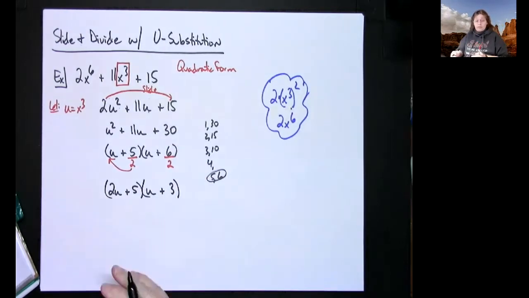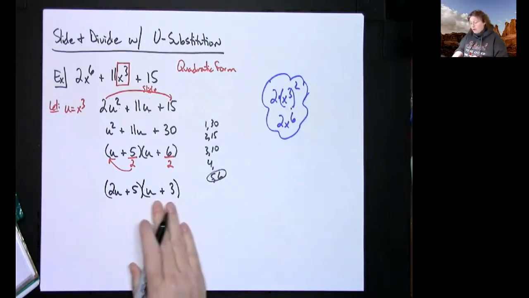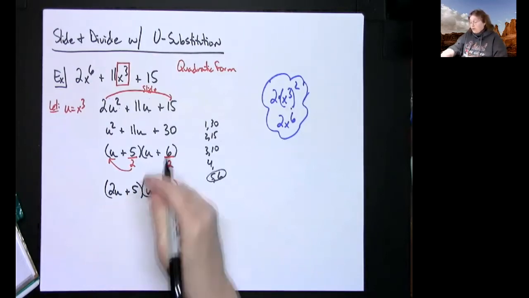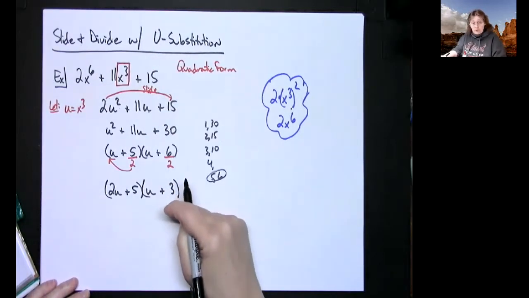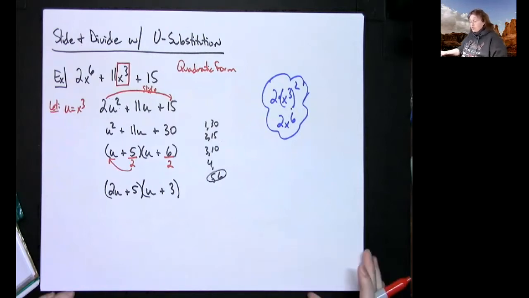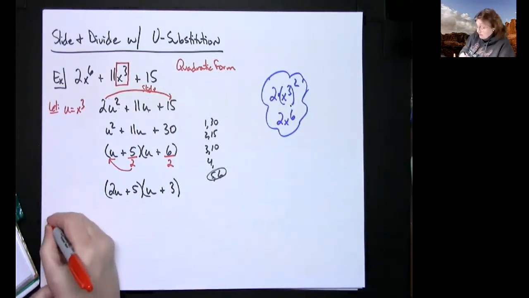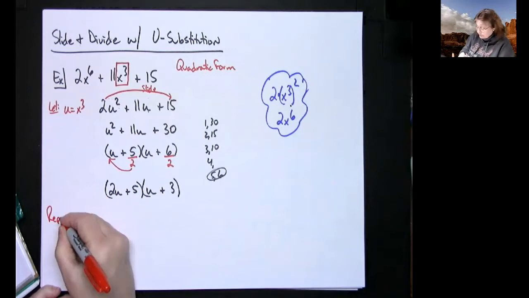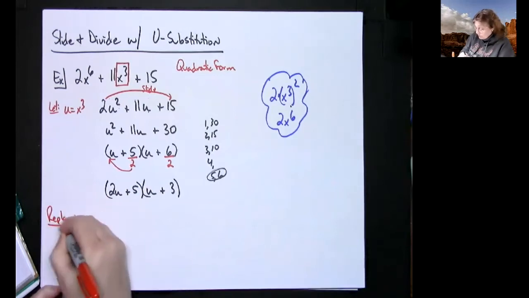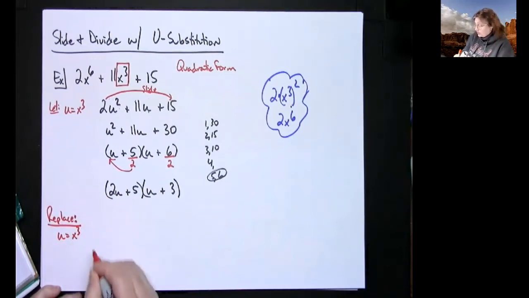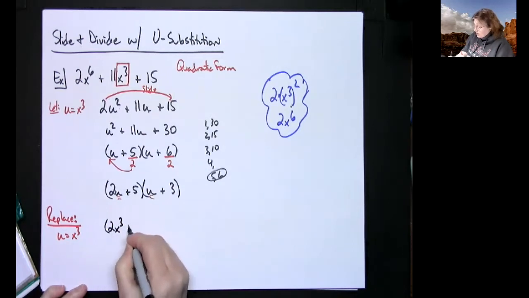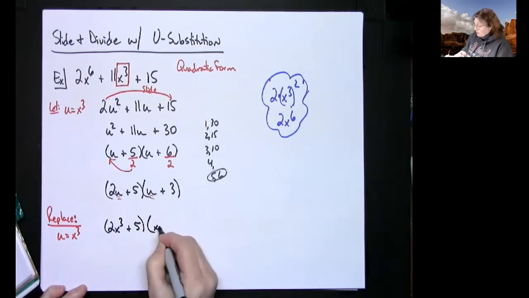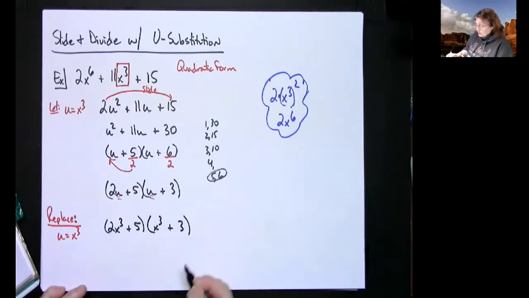Now, I'm still not done because I'm in terms of U. The original question was in terms of x. I need to replace U with the x to the third so that I'm back in terms of x. So every place there's a U, I'm going to put in an x to the third. So I'll have a 2x to the third plus 5, and then an x to the third plus 3.